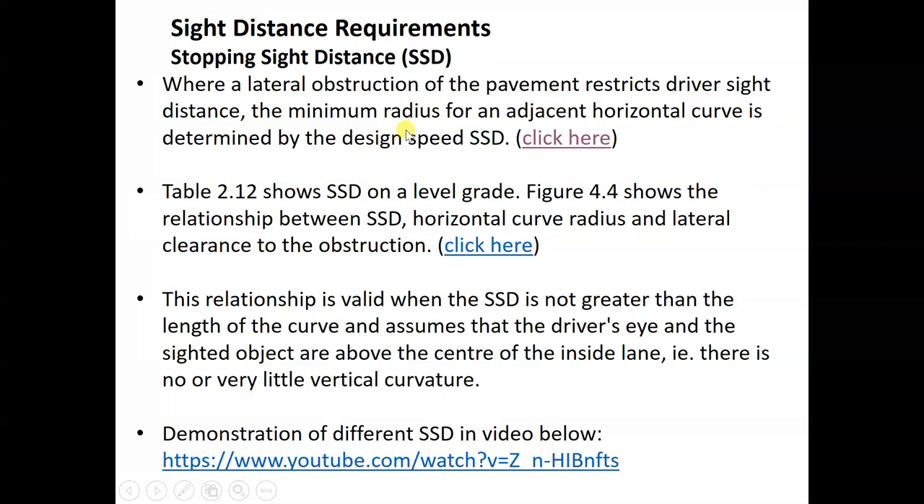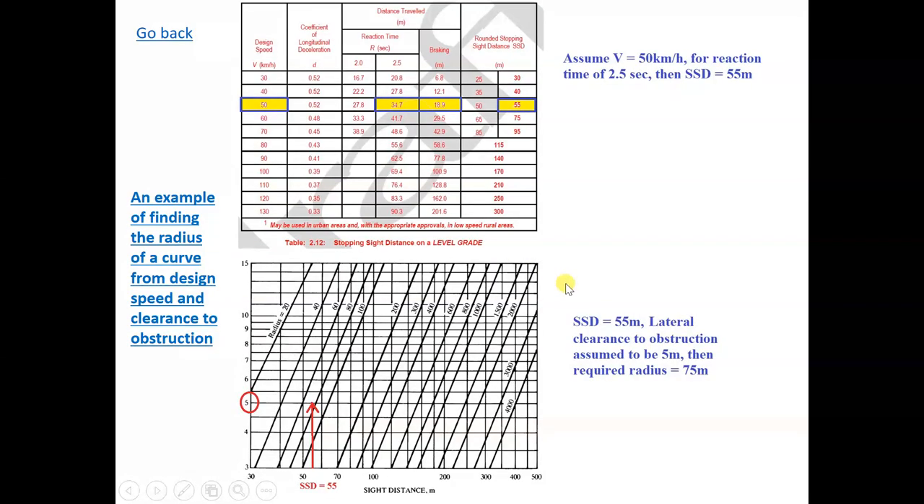So just now we looked through the chart, the table and the figure. I'm going to show you an example of how to find the radius for the various design speeds and the lateral obstruction. Let's say the speed we assume to be 50 km per hour, and the reaction time is 2.5 seconds. In the reaction time you cover 34.7 meters, braking is 18.9, so the rounded stopping sight distance SSD is 55.